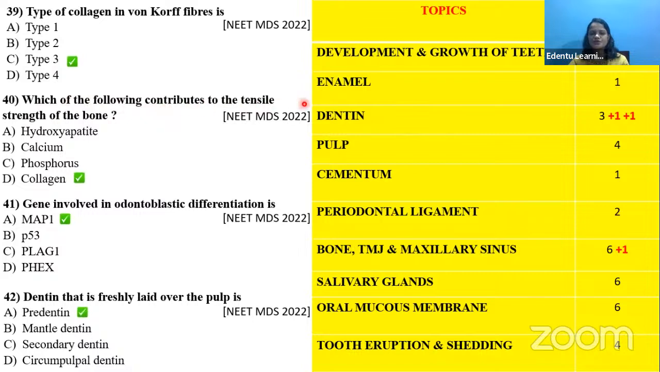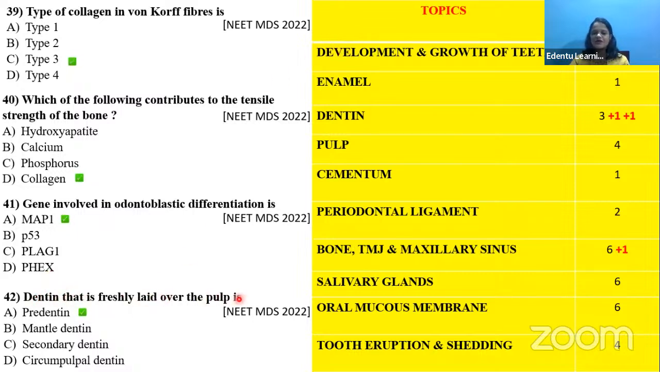Which of the following contributes to the tensile strength of the bone? Mainly collagen is the one contributing to the tensile strength of the bone. This comes under the bone chapter. Next, genes involved in odontoblastic differentiation. These genes are a little bit tough to study. Only if they want to make the development questions a little extra hard will they ask about these genes in odontoblastic differentiation. Usually we can put it under the development chapter.